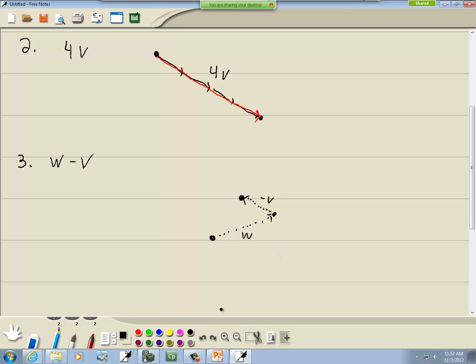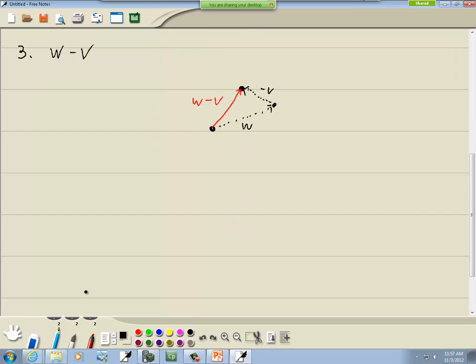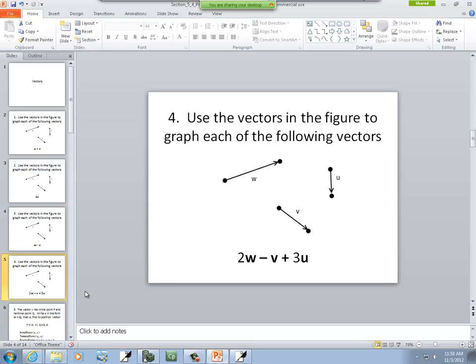Now we use these just to figure out where the terminal point is. Now this is always our initial point. So now I draw a line between those. And now it would be our W minus V. All the rest of that isn't part of your answer. Just what we see right there in the red. Okay, next one.